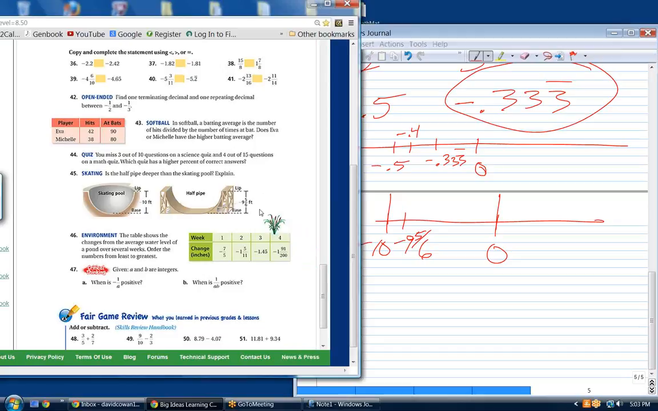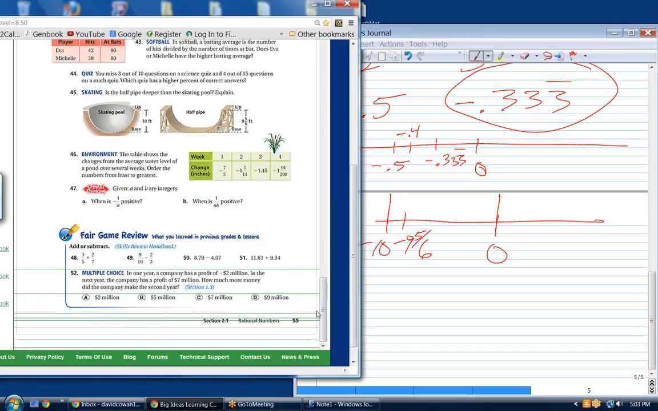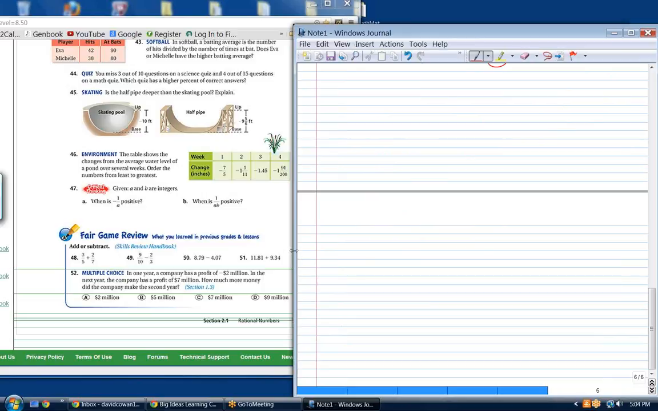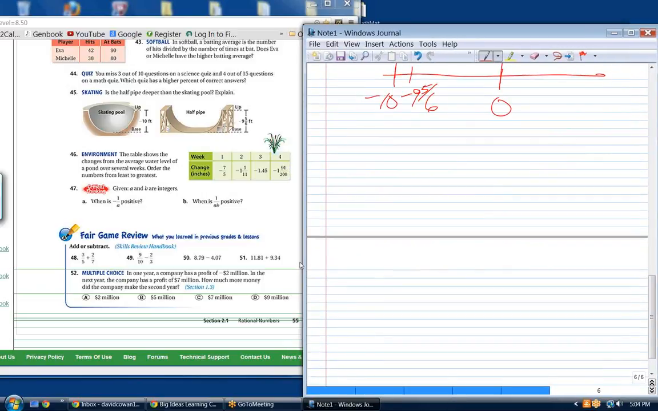What's the next problem we need to do? 46. Okay, the table shows the changes from average water level of a pond over several weeks. Order the numbers from least to greatest. Same exact problem as what we were doing, only it's structured as a word problem.